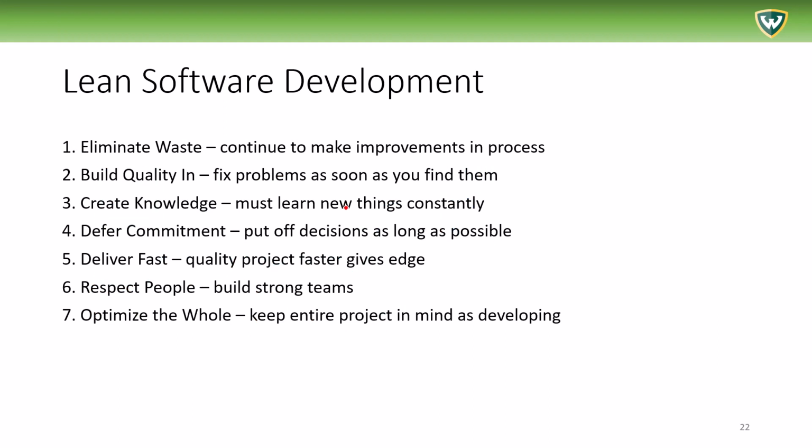Scrum and Agile are considered a kind of lean software development, in that it helps eliminate waste, continue to make improvements in the whole process, build quality applications, and fix problems as they find them. Build quality in: just fix problems as soon as you find them, rather than letting them build up. Create knowledge, that is, constantly creating new knowledge and understanding requirements and being open to change. Defer commitment: put off decisions as long as possible.